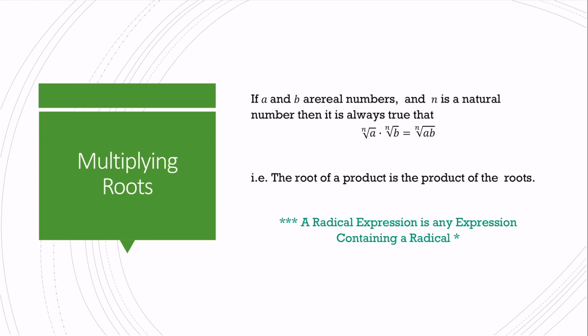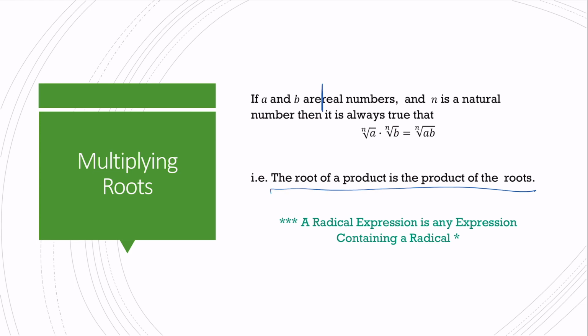We're going to talk about multiplying square roots. So if a and b are real numbers and n is a natural number, i.e. we're taking a positive root, then it's always true that the nth root of a times the nth root of b equals the nth root of a times b. Basically, we can multiply what's under our roots as long as we're taking the same root.